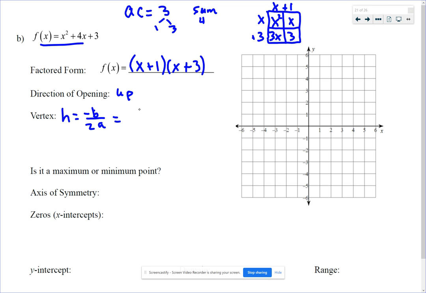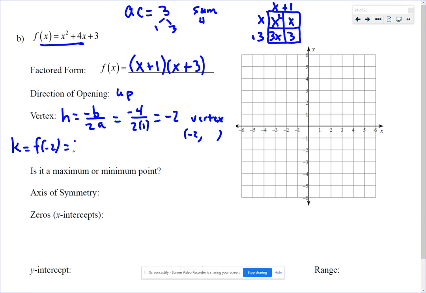So I'm going to do that. Negative b over 2a is going to be negative 4 over 2 times 1, which is negative 2. So that's the x-coordinate of our vertex. The y-coordinate of our vertex, we'll get that by plugging x equals negative 2 back into our function, because remember, with every x, we can find a y to go with it by plugging it into the function.